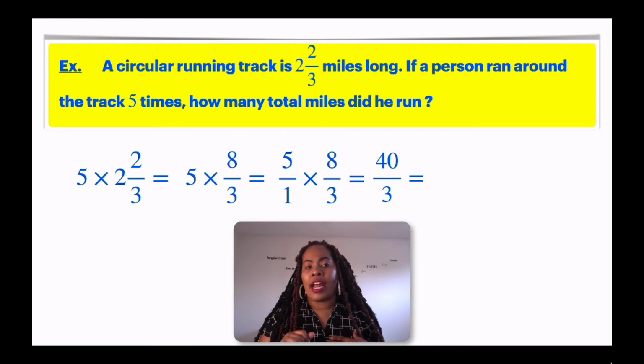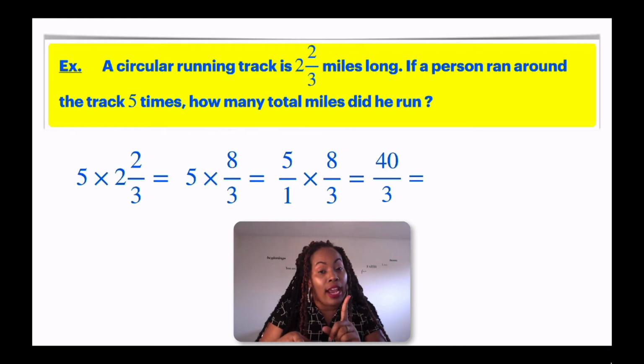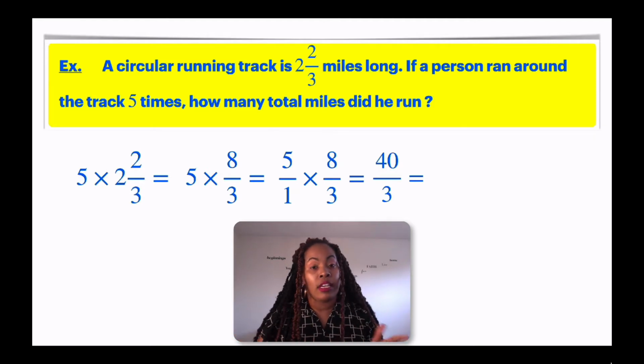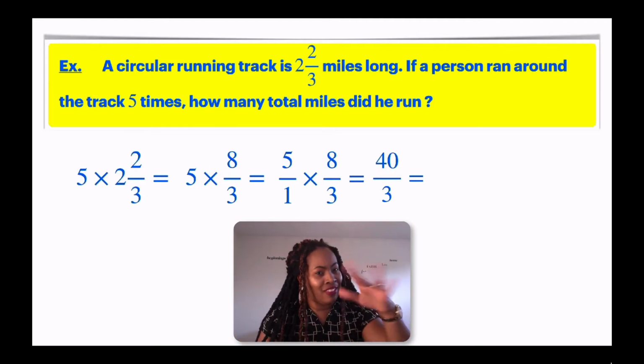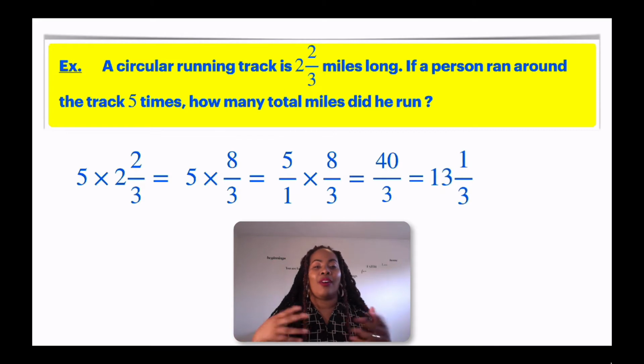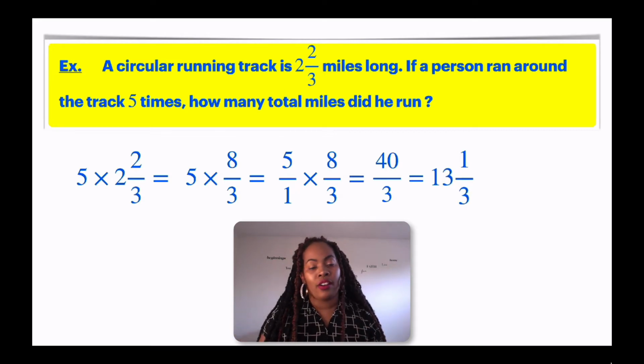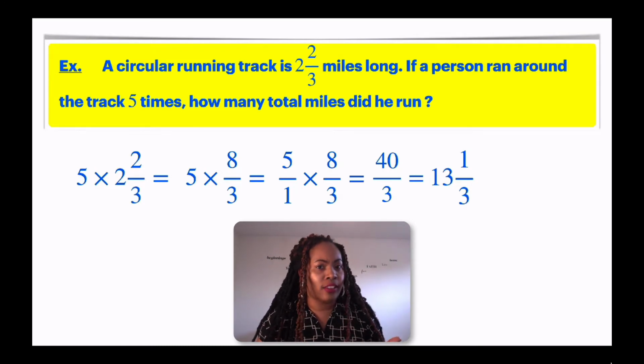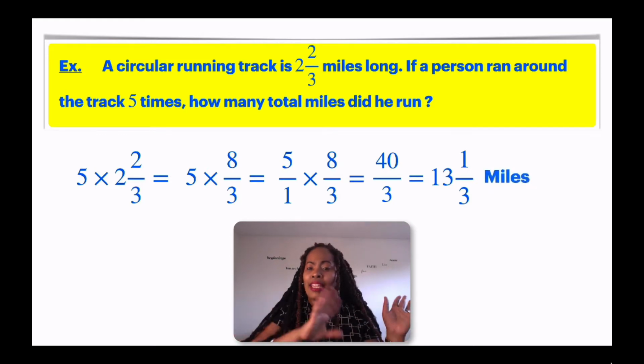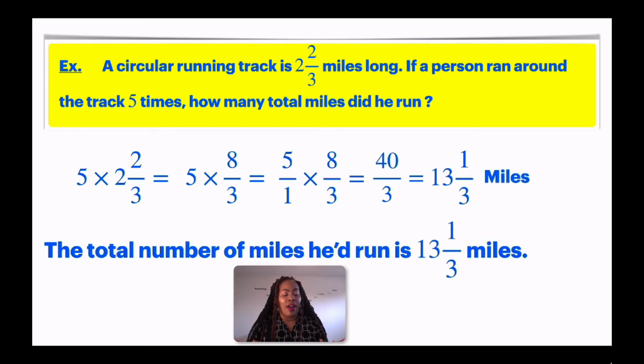And the reason why not is because we can convert that fraction back to a mixed number, because that's what they gave us. So we want to give that back to them, okay? So once we divide to convert, you end up with 13 1/3. Again, I said it's important to make sure we answer the question because we're talking about real problems here, right? So once you write that out, and we know that it's in miles, the total number of miles he'd run is 13 1/3 miles.